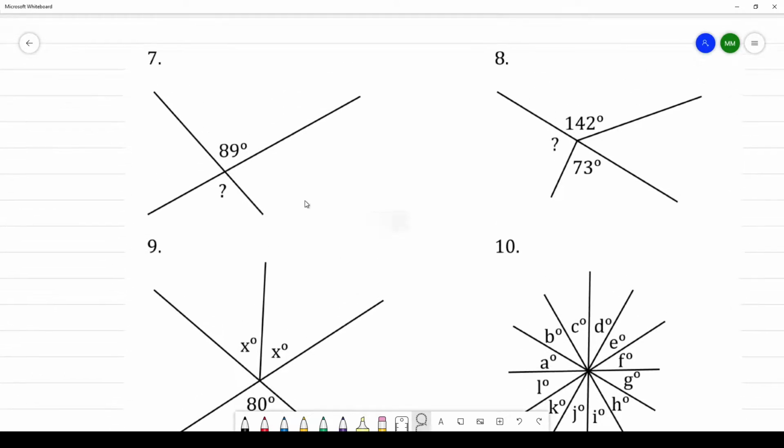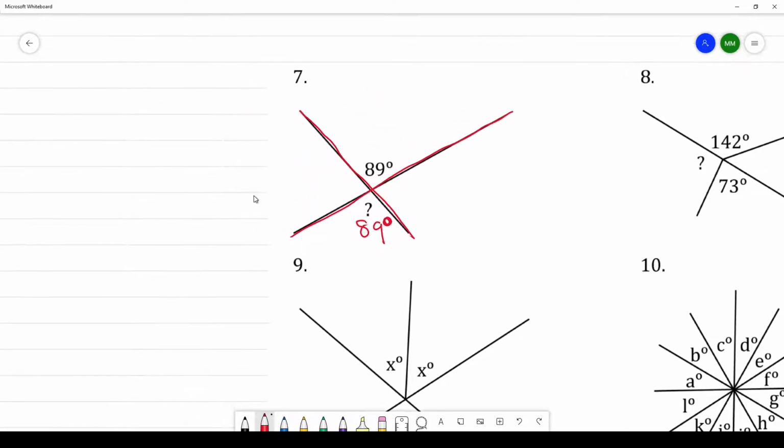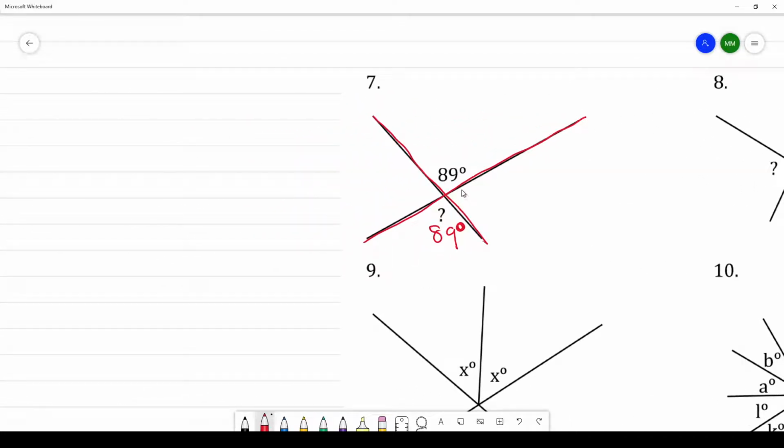So number 7. This is about vertical angle. So you just got to recognize that this is a vertical angle. If we go back to the definition of vertical angles, the angles on the opposite sides are equal. So the answer is actually pretty straightforward. It's equal to 89.